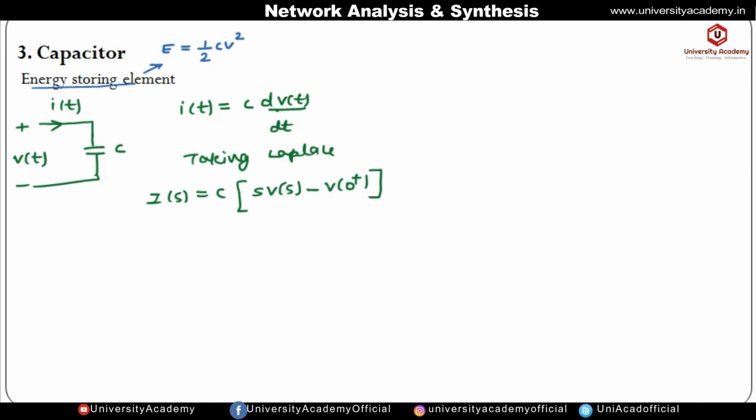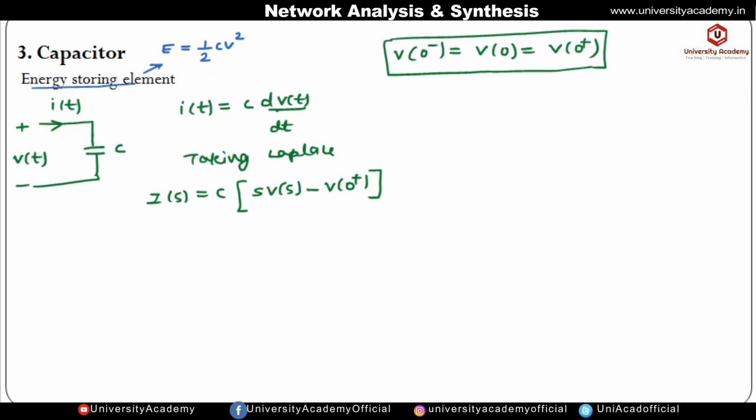Now if the capacitor is initially charged, then v of 0 negative will be equal to v of 0, which will be equal to v of 0 positive, because a capacitor does not allow a sudden change in voltage. So the voltage across the capacitor at t equal to 0 negative will be the same at t equal to 0 positive, because the capacitor will not allow a sudden change in voltage. The voltage at t equal to 0 negative, 0 and 0 positive remains the same.